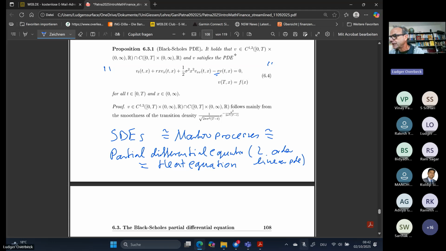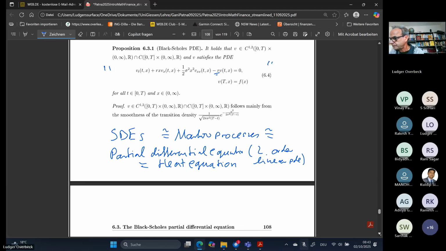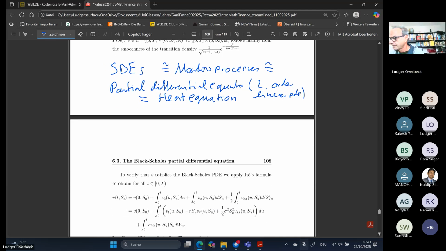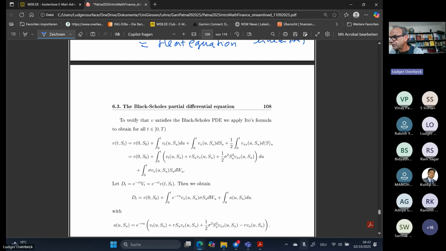So this means the price, or the price function, put it like this: what would be the price at time t if the underlying stock has value x? This we now call our price function v. This price function solves a partial differential equation. And for this we have to apply the Ito formula.